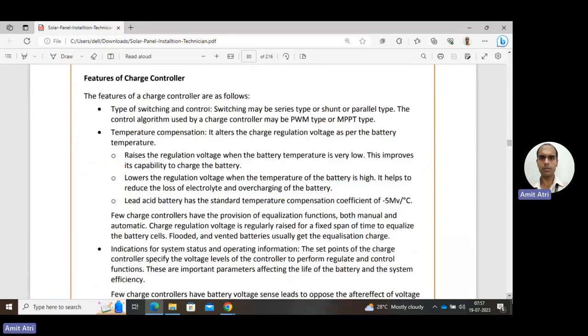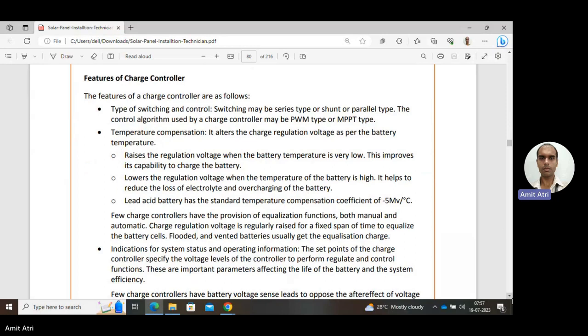Now, features of a charge controller. First, type of switching and control. Switching may be series or shunt as per our requirement. The control algorithm used by a charge controller could be PWM or MPPT. Both of them we have discussed.